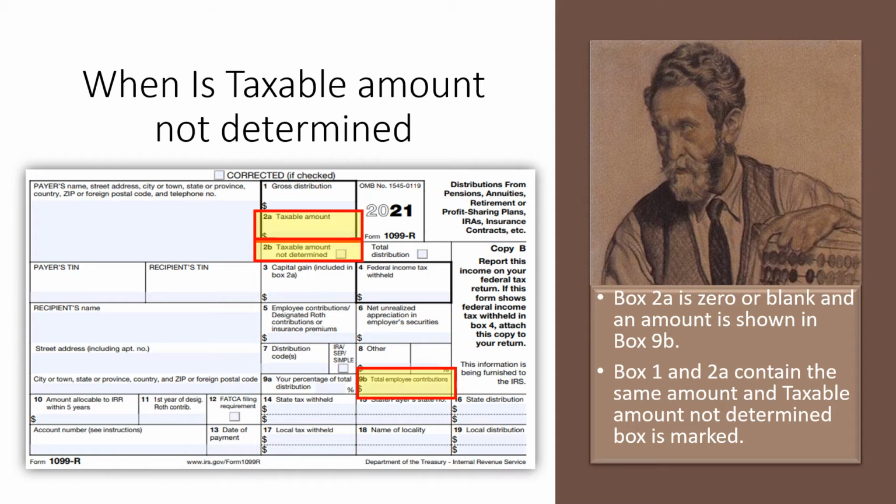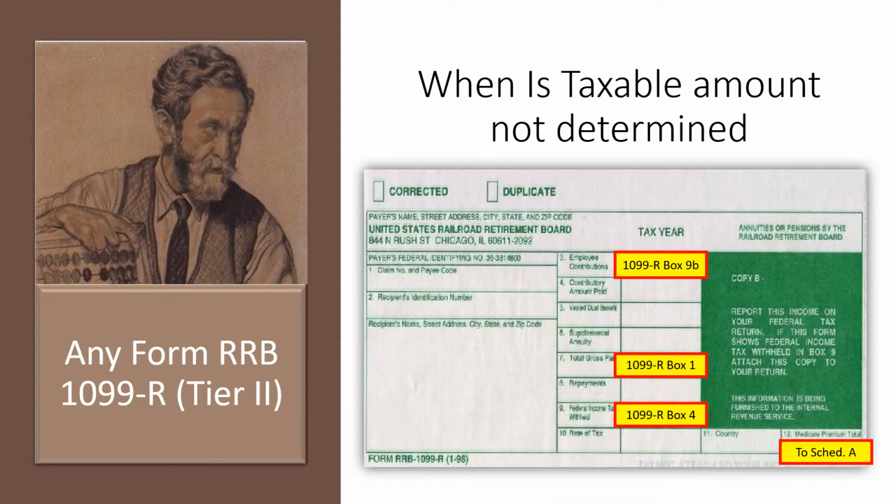Another way that we might find that the taxable amount needs to be determined is that box 1 and 2A have the same amount, and the taxable amount not determined box is marked in box 2B. There's a little check box, so that will be checked. And we really didn't look at the Form RRB 1099-R, for our Tier 2 railroad benefits, in our basic lesson because the taxable amount has never been predetermined for this form. And as we discussed before, this is an advanced topic, so it requires advanced certification to determine the taxable amount.